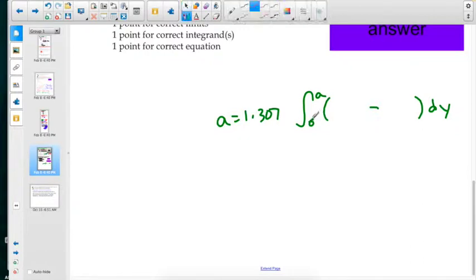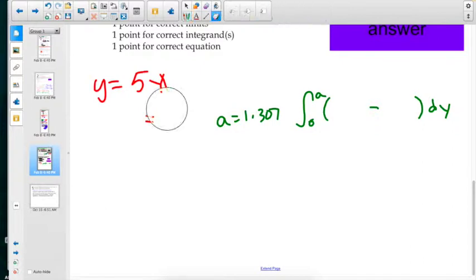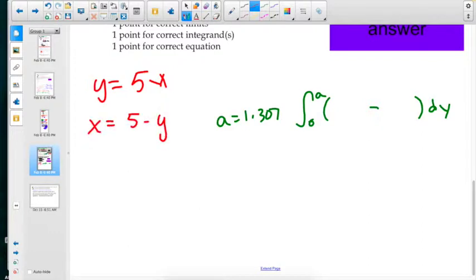So we had y equals 5 minus x, right? So what is x equal to? Negative 1 plus 5. Okay. Take the, in fact, maybe I should write that the other way. Take the x over 5 minus y. Yeah, I agree.